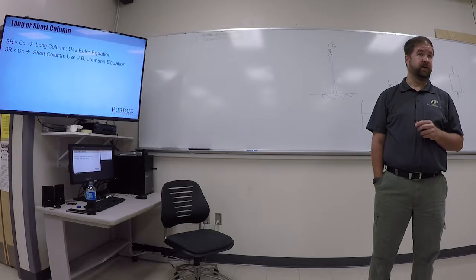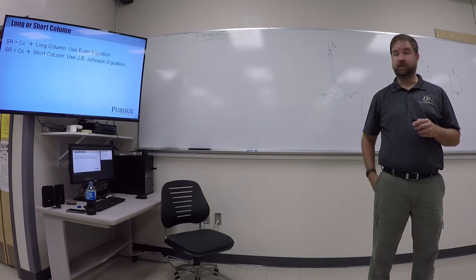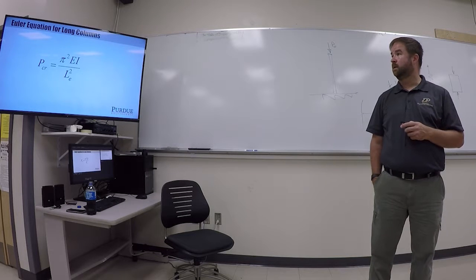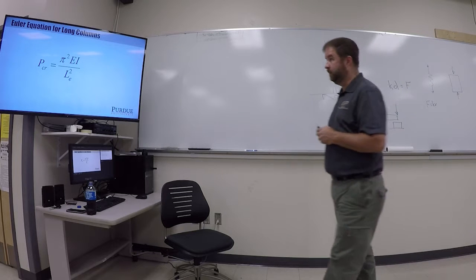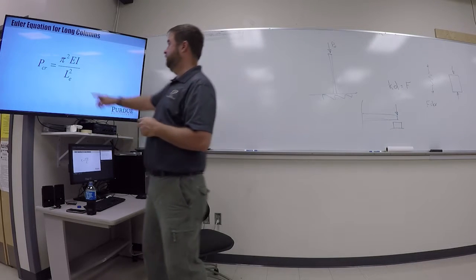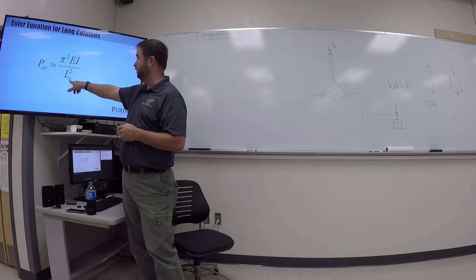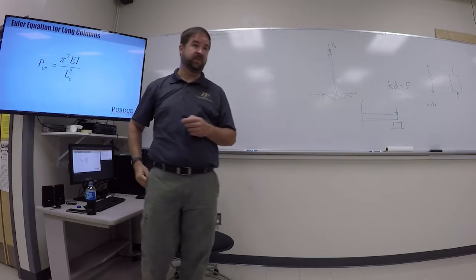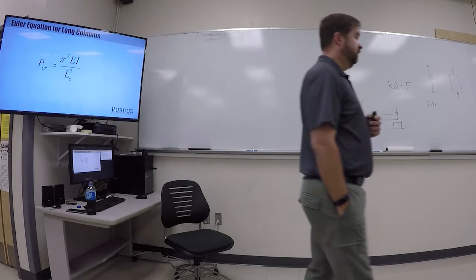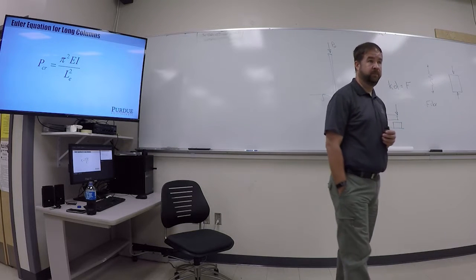I see a few nodding of heads. So if you did this back in 211: calculate slenderness ratio, calculate column constant, then decide if you have a long or a short column. This is the Euler equation. The critical load is given by this equation. I have modulus of elasticity, moment of inertia, and then the equivalent length. That's a factor of the actual length and the end fixity. And that gives me the critical load that column can handle if it's a long column.